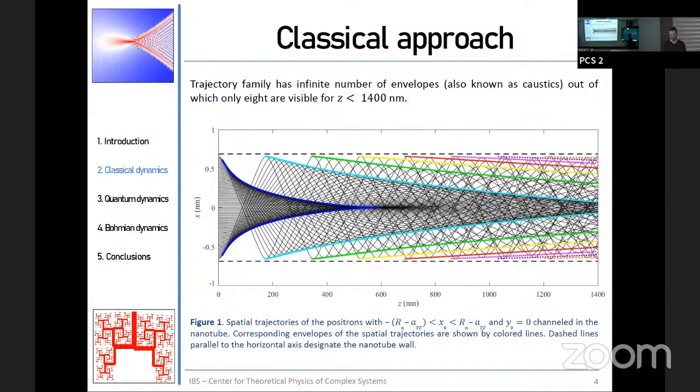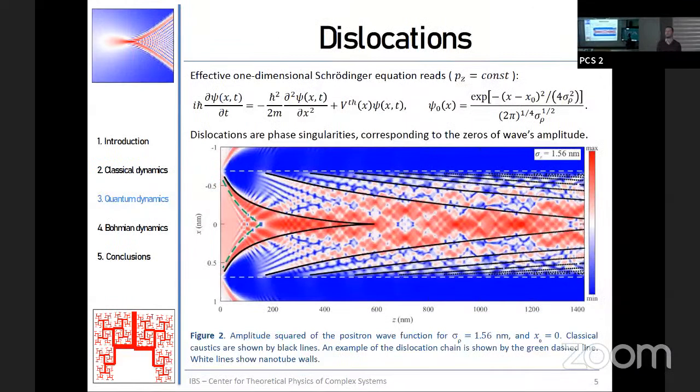But I think that we can argue that rainbow scattering is special because the properties of caustic lines are not reducible to any property of an individual trajectory. So let's now investigate what happens in the case of quantum mechanics.